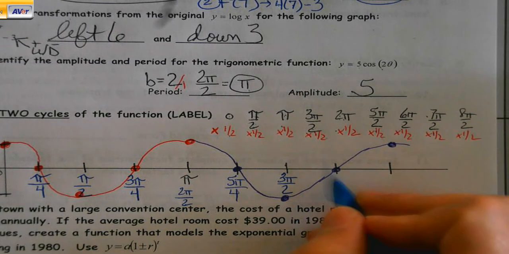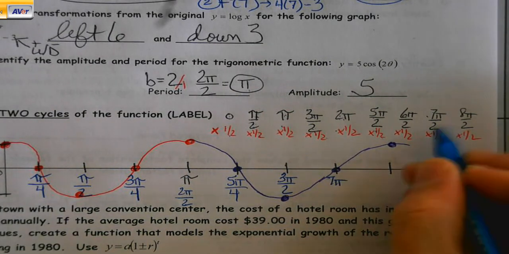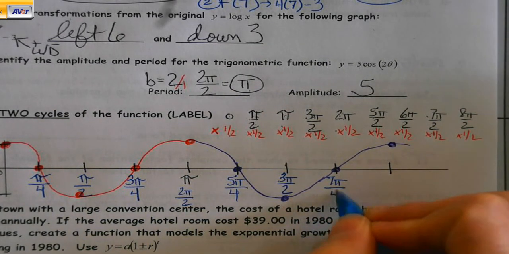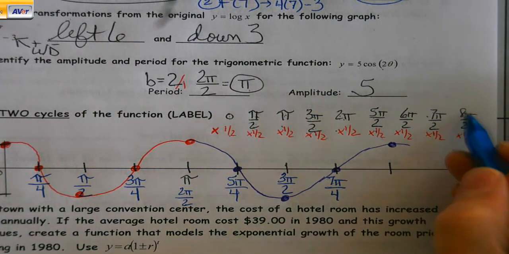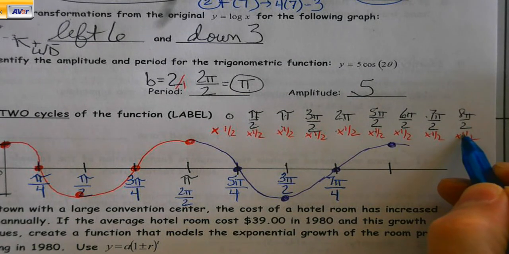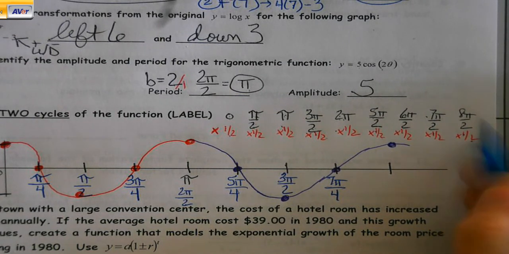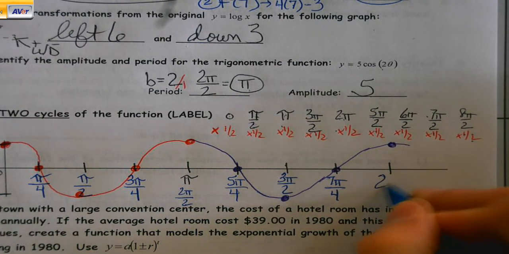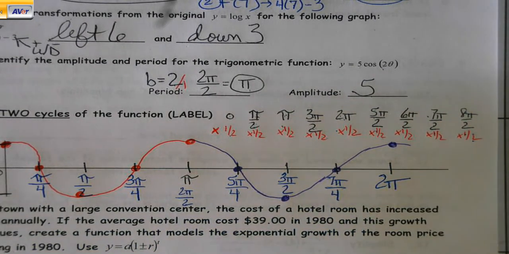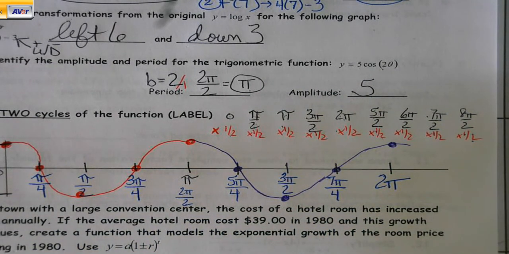7 pi times 1 is 7 pi. 2 times 2 is 4. And then 8 times 1 is 8 pi. 2 times 2 is 4. But what's 8 divided by 4? 2. Hi. You're like, woo, there's a lot of things going on.